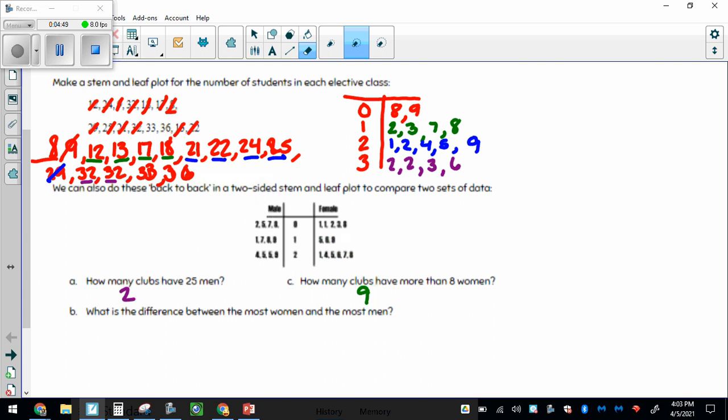And then for the last one, it says, what is the difference? Remember, difference is a math word that means to subtract between the most women and the most men. Well, the most men is going to be 28 men. And on the other side, the most women is going to be 28 as well.